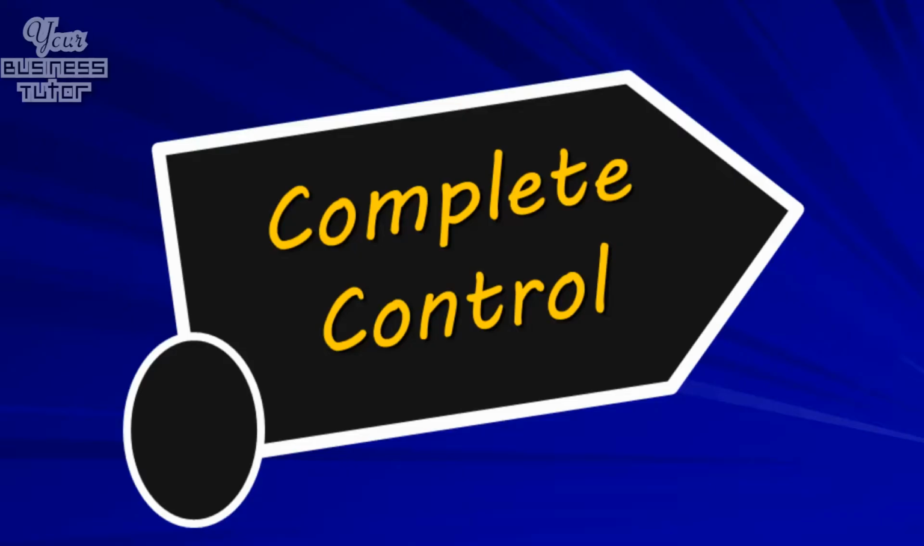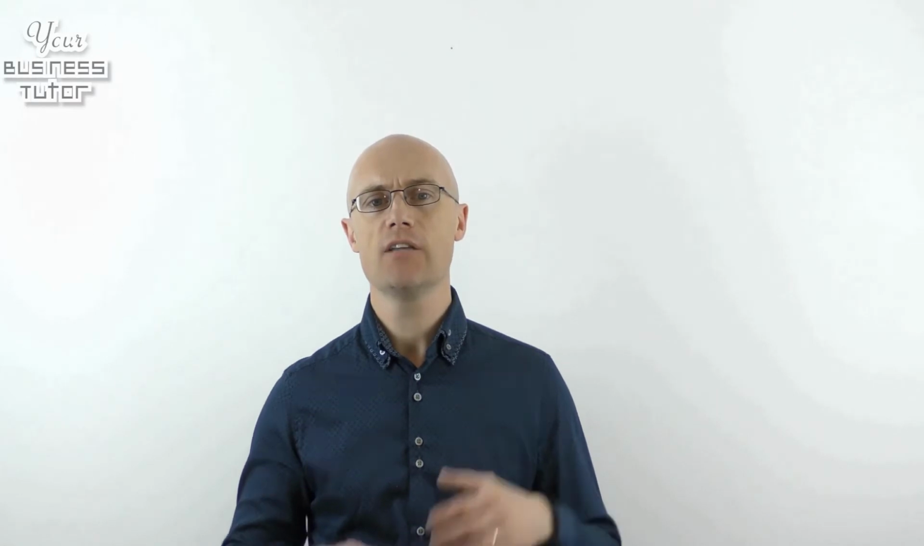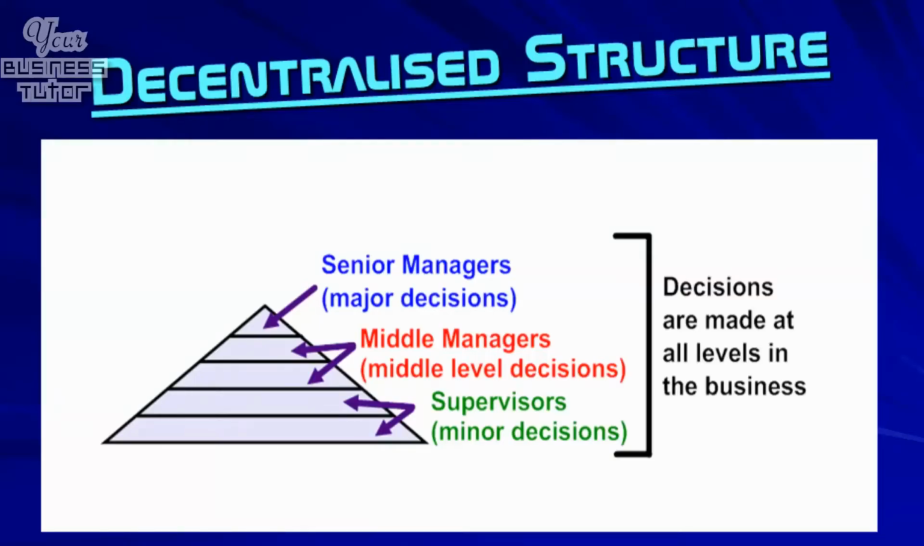As can be seen, decision-making power is held in the hands of a few people located at the very top of the business. These senior managers or directors have complete control over the business. However, in a decentralised management structure, decisions are made at the most appropriate level in the business. This means, as the diagram shows, that decision-making occurs at each level in the organisation.